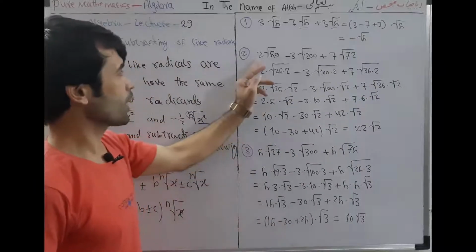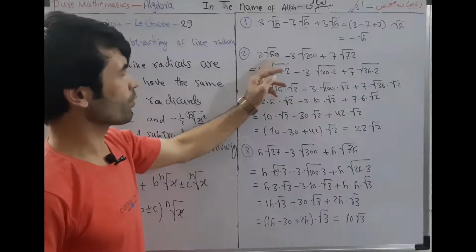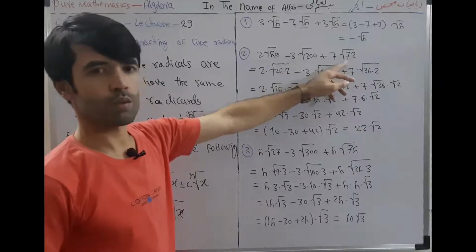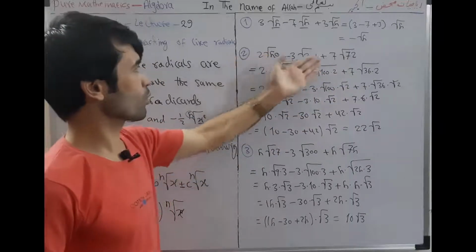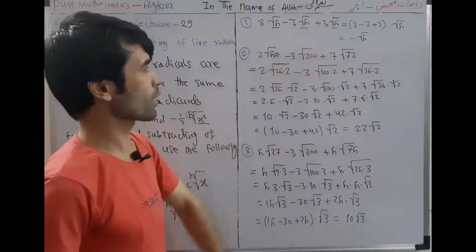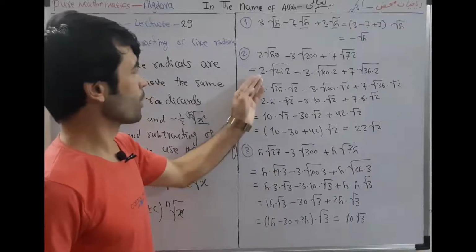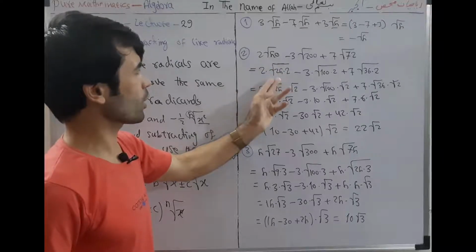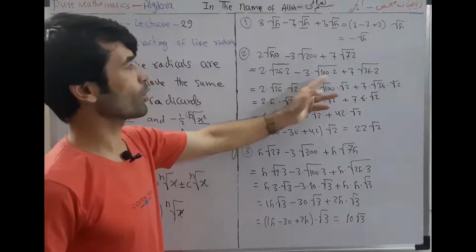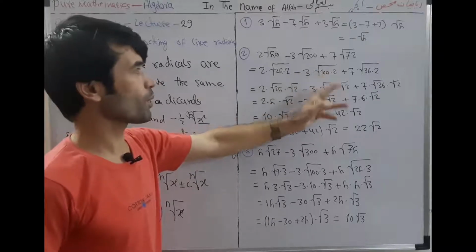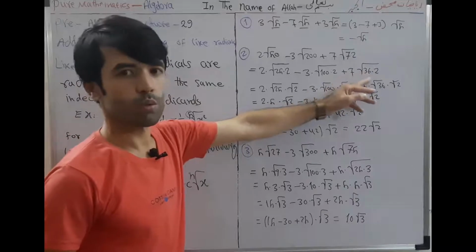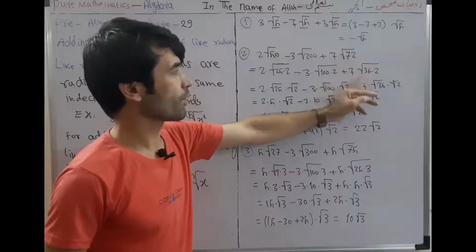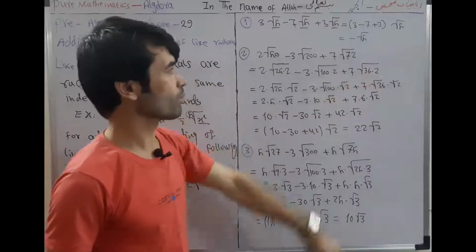Here 2 multiplied by square root of 15 minus 3 into square root of 200 plus 7 multiplied by square root of 72. First, we want to simplify these roots. We get this like radicals, then we can add and subtract. Here 2 multiplied by 25, we can write 25 multiplied by 2, minus 3 into 200, we can write 100 multiplied by 2, plus 7 into square root of 36 multiplied by 2. 72, we factorize 72 by 36 into 2.